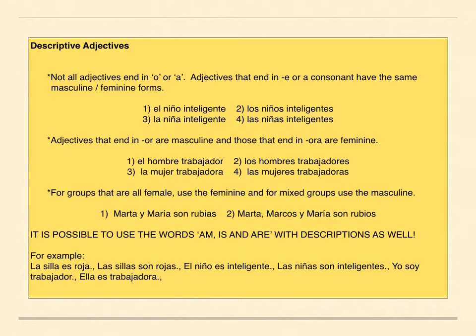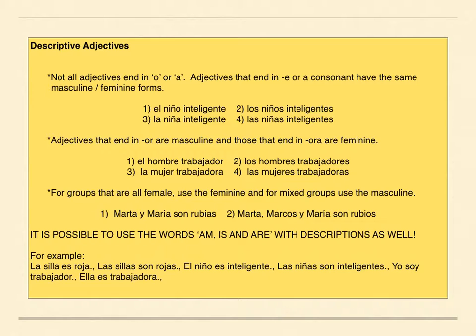Adjectives that end in -or are masculine, and those that end in -ora are feminine. Let's take a look. Number 1, el hombre trabajador. Trabajador, singular and masculine. Los hombres trabajadores. Number 3, la mujer trabajadora. And number 4, las mujeres trabajadoras. Here we see both the masculine singular and plural with examples 1 and 2, and we see the feminine singular and plural with 3 and 4. So again, these are adjectives that end in -or or -ora.